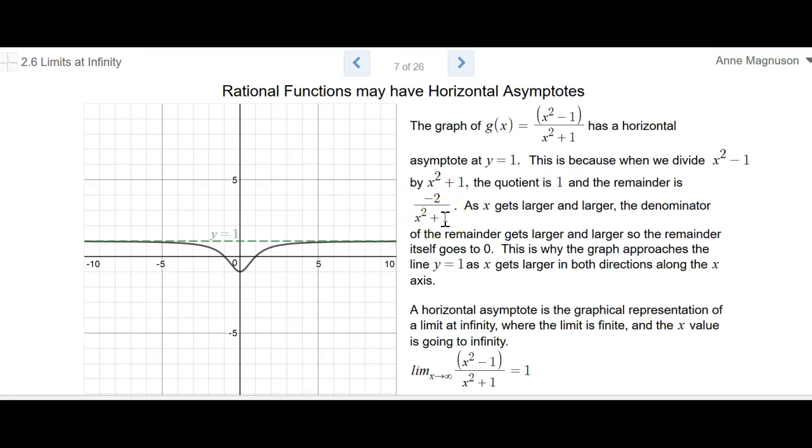squared plus 1. So as x gets larger and larger, this denominator grows. So as x gets larger, we travel along the right or the left of the x-axis. This remainder is approaching 0 because this denominator is growing and growing, but the numerator is staying the same. So that's why this function is approaching 1 as x approaches infinity or negative infinity.